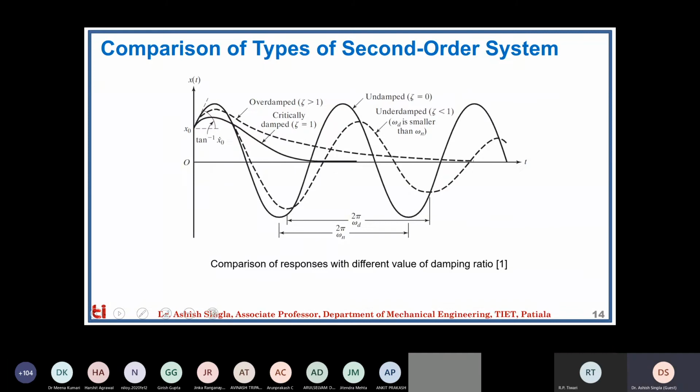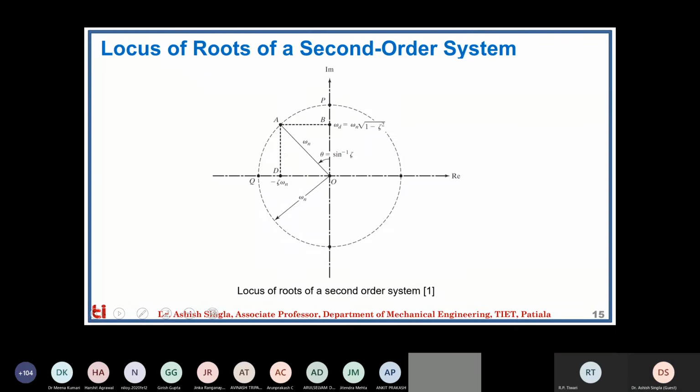And this is the comparison of all the responses which we have seen. And now comes the locus of the roots. So we can see that as zeta equal to 0, if you recall, the root lies over here. That was iota omega n. This is the minus iota omega n. These are the roots.